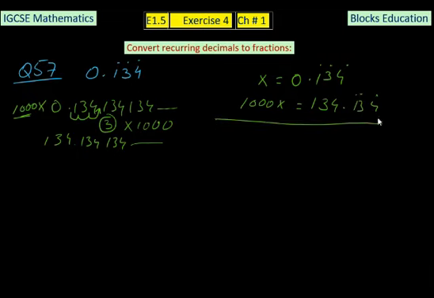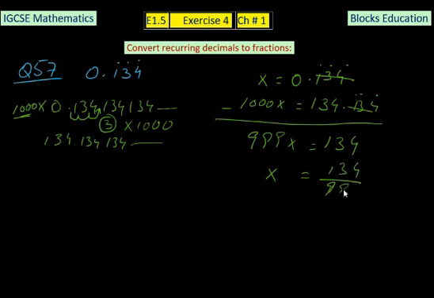Once again, you have to subtract both sides, left from left and right from right. So 1000x minus x is 999x, and this part will cancel out. 134 minus 0 is 134, and x will be equal to 134 over 999. This cannot be further simplified, so this is our answer.